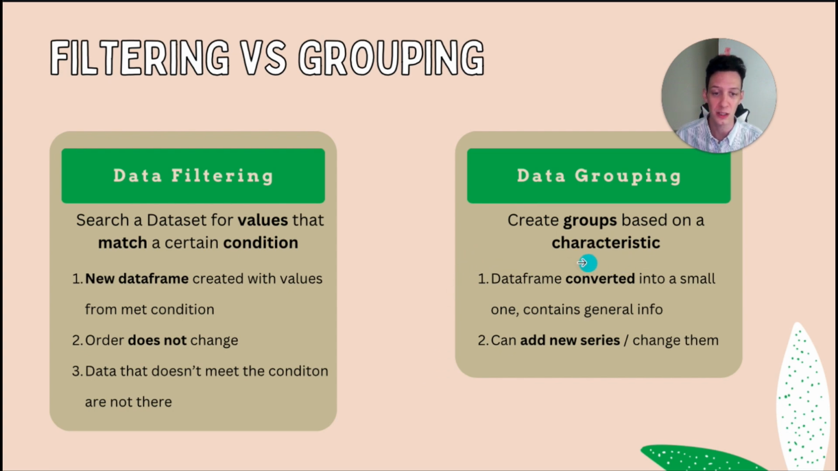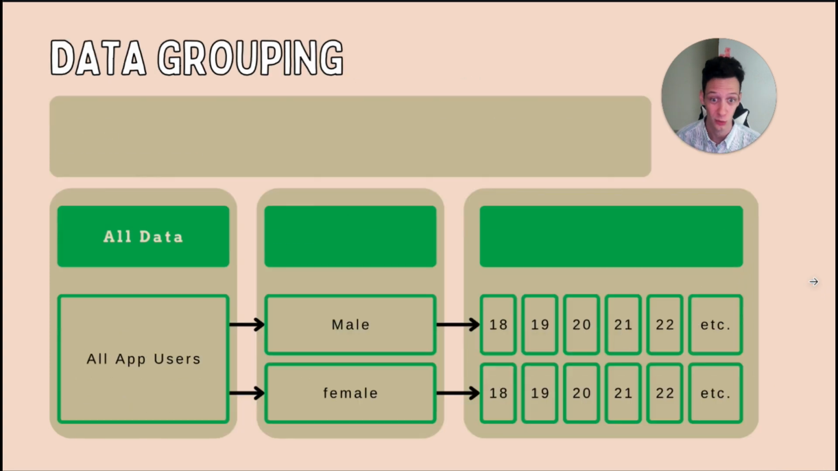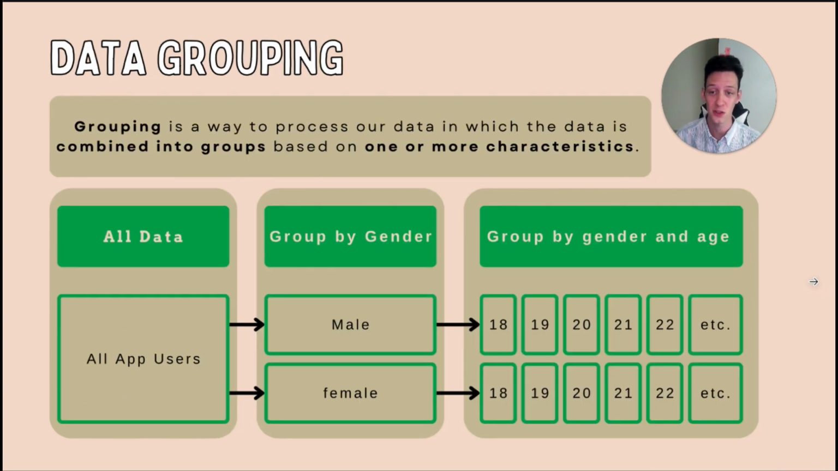Now, today is data grouping. This is where we create groups based on a certain characteristic, or we could have multiple characteristics. A data frame is converted into a smaller one, and it contains just general information about it. And within this new data group, we can actually add a new series of data, which is one of the challenges we're going to do here today together. Okay, so I created a visual for you because this is how my brain works too. Really, grouping is a way to process our data in which the data is combined into groups based on one or more characteristics.